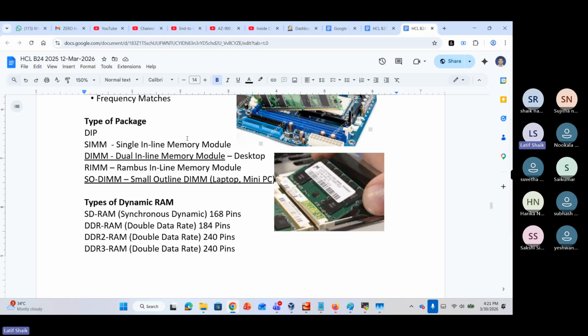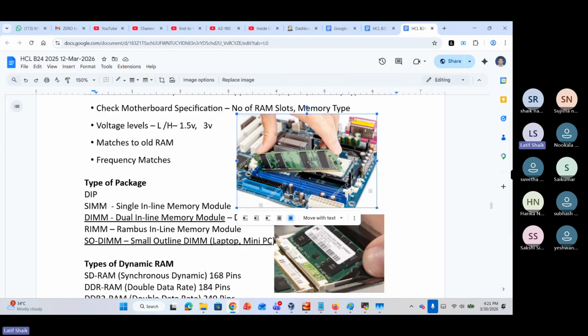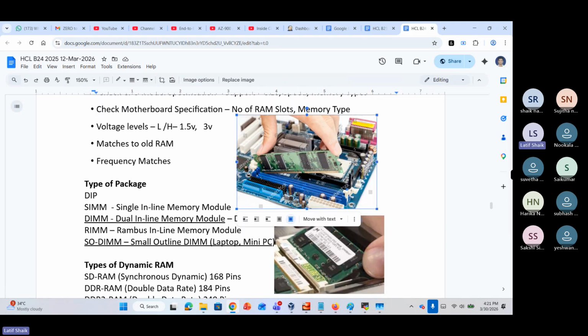In a desktop, you see this is the desktop motherboard. This RAM package is DIMM, dual inline memory module. DIMM is for desktop purposes. It is almost the size, not the same size, but almost like your small scale. You have a 30 centimeter scale and a 15 centimeter scale.